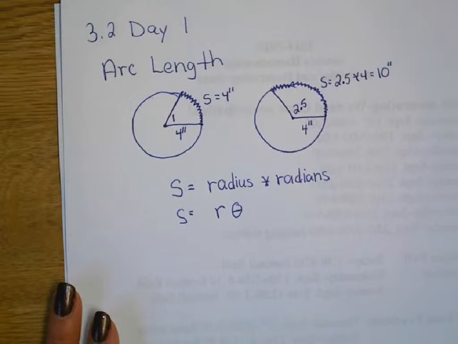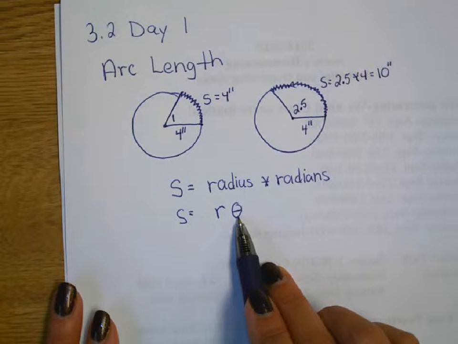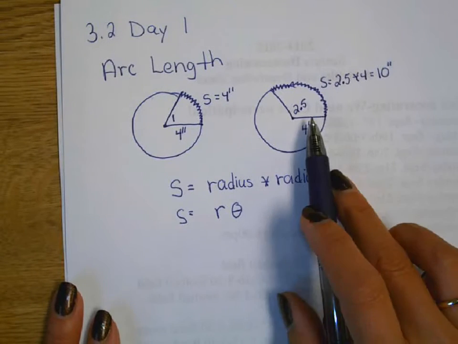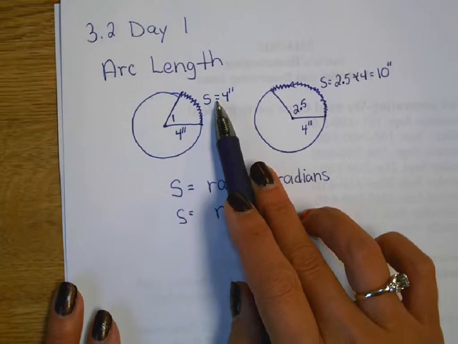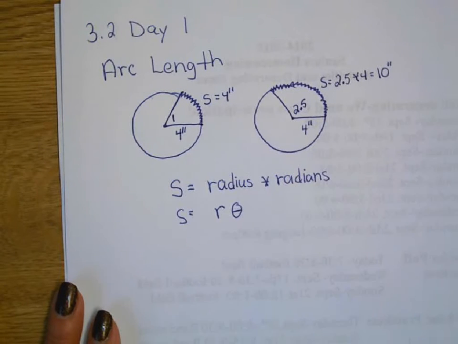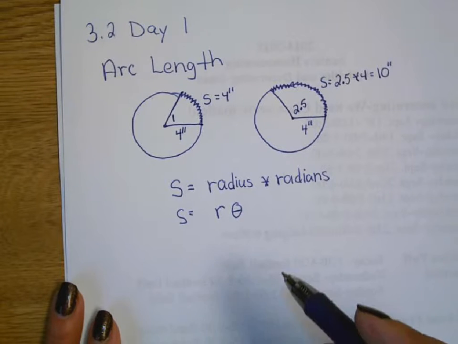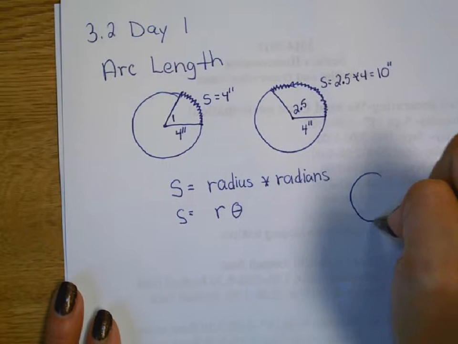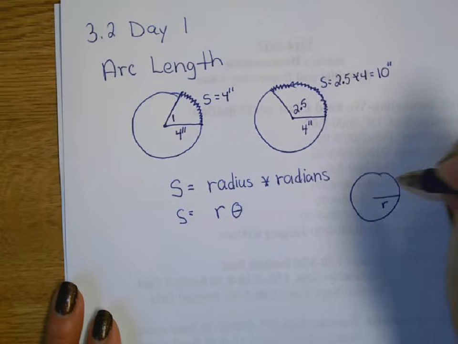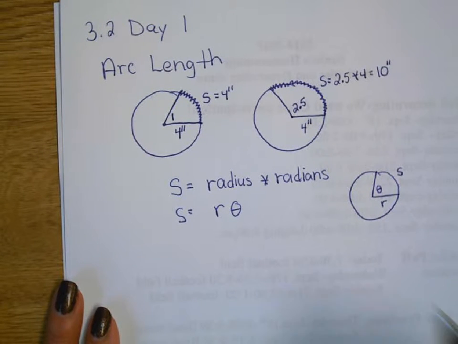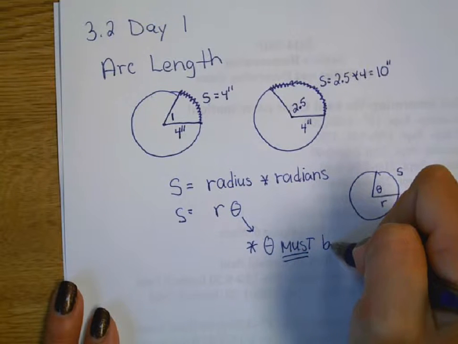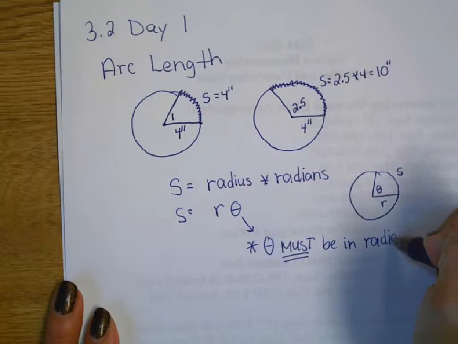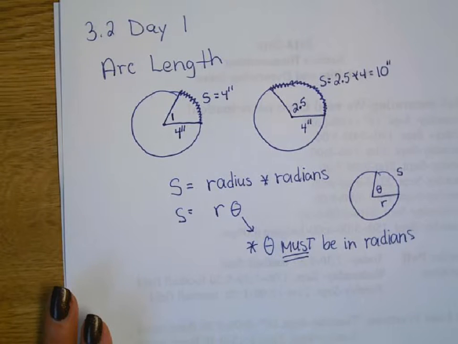What's crucial to getting these problems right is that this theta must be in radians. It would make absolutely no sense if I had said this was 50 degrees. Would it make any sense to say, oh, it's 50 times 4? No. You have to have it in radians, because radians indicate how many lengths of the radius. If you want the picture to go with it, there's your R, there's your theta, and here's your S. But the big thing to remember is that theta must be in radians, not degrees. You have to convert it if I give you a degree.